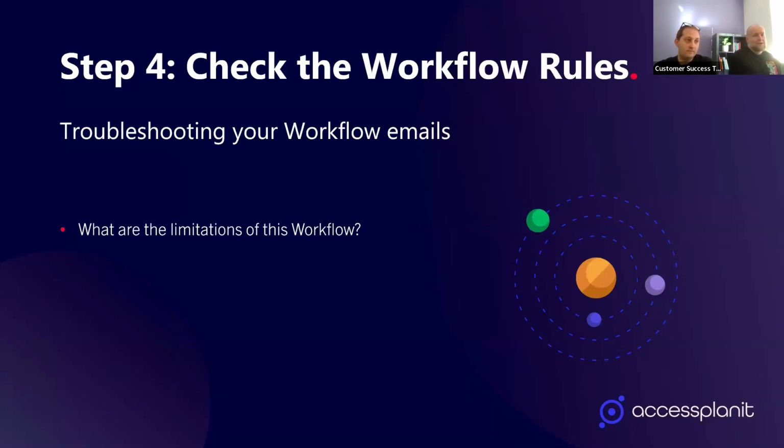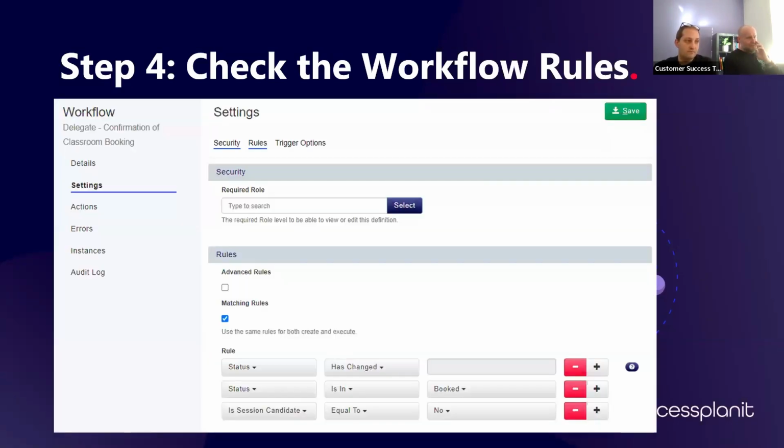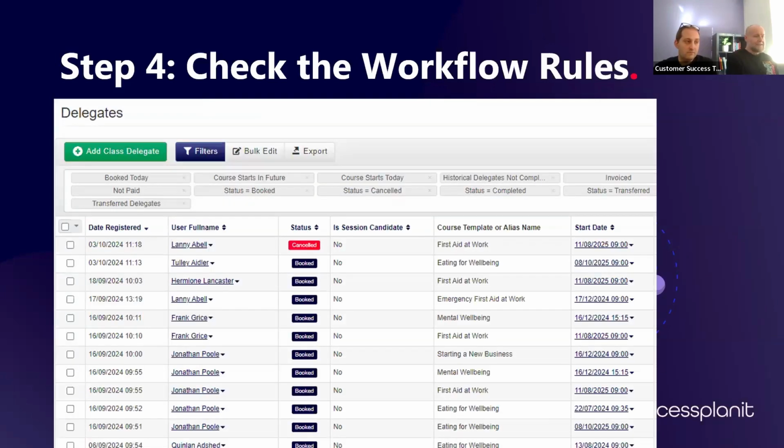So if workflow actions looks good, action date good, right recipient good, check workflow rules. The workflow rules for the confirmation of booking workflow. This is a class delegate workflow. So workflow instances will be generated for classroom delegates that meet these rules. Let's compare to the delegates data grid. All delegates meet the rules except Lanny.